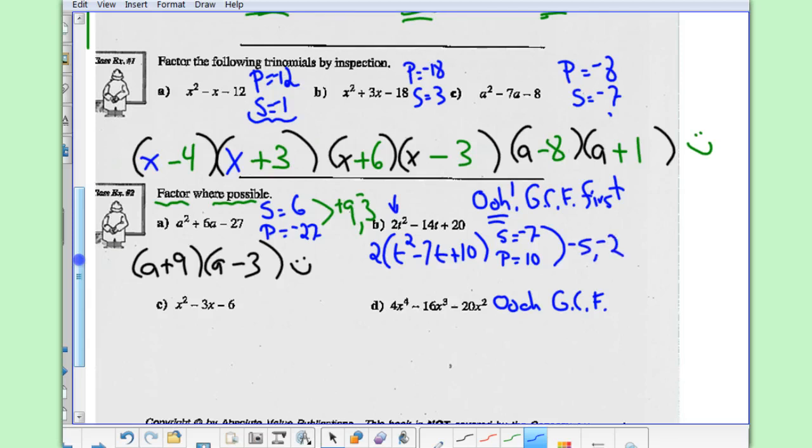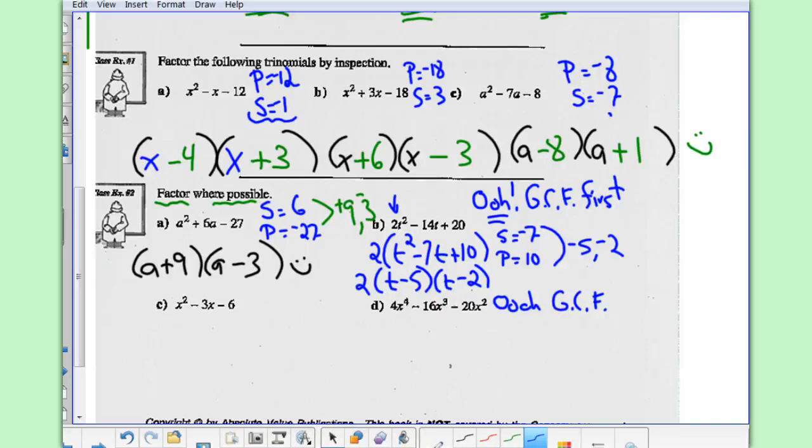We have a positive 10, so I must have a minus 5 and a minus 2. And now I can factor that one step farther, so I have 2 times (t minus 5) and (t minus 2). I want you to factor the next two out and then come back and see if you got the answer right. Hey, you're back. I'm sure you're done by now.